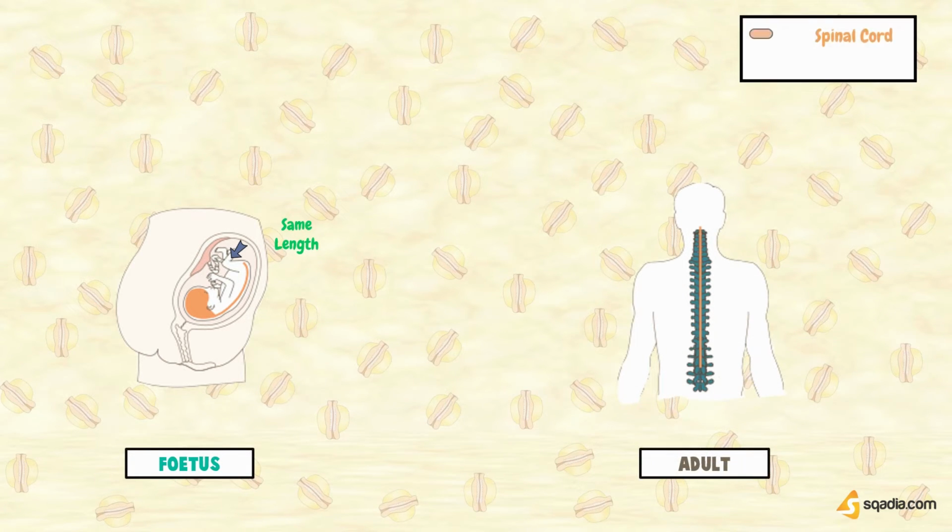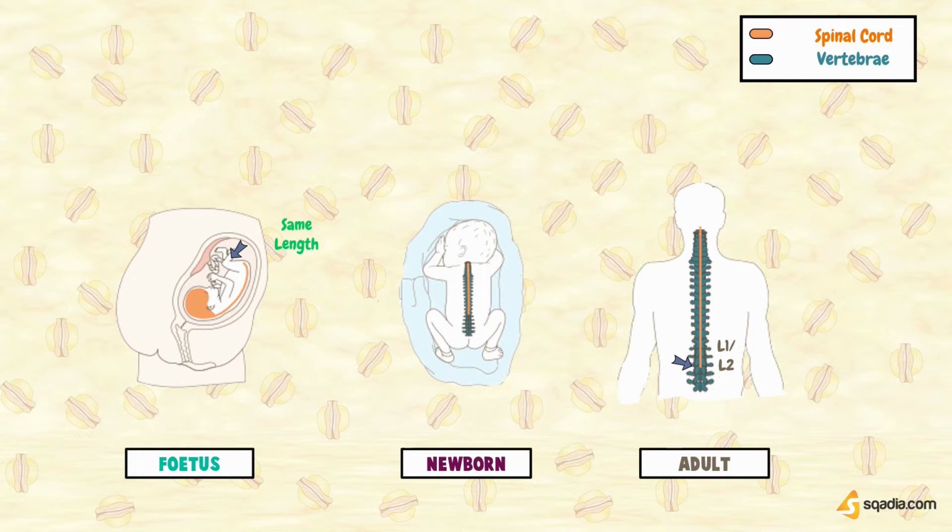The orange line is showing the spinal cord. The green line is showing the vertebrae. But by adulthood, the spinal cord only reaches as far as the L1 or L2 vertebrae. And what about the length of the spinal cord and the vertebral column in a newborn? Well, the spinal cord extends to the level of L3 in a newborn, as we have discussed.